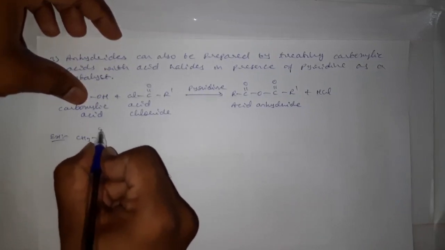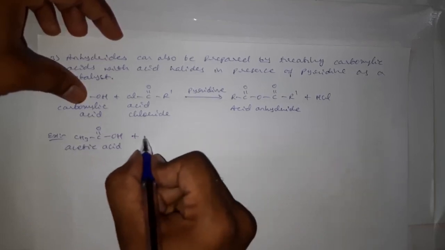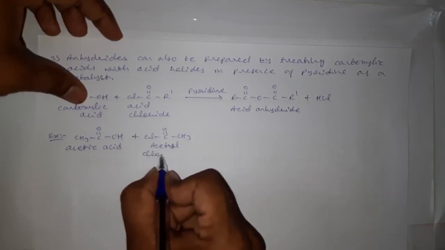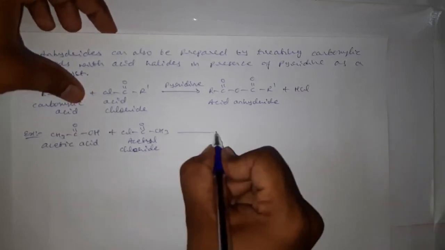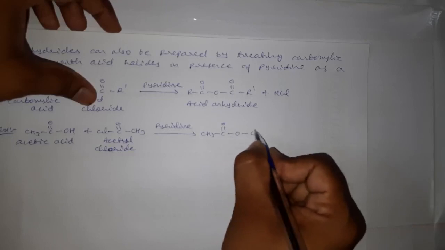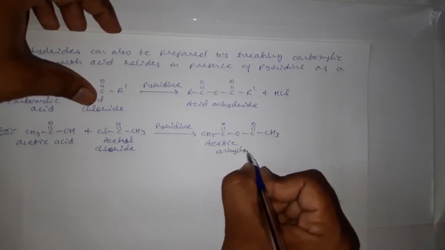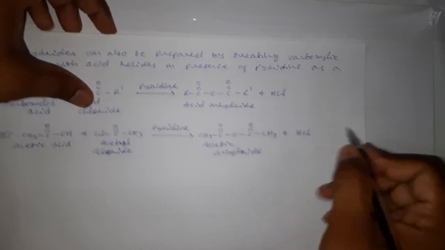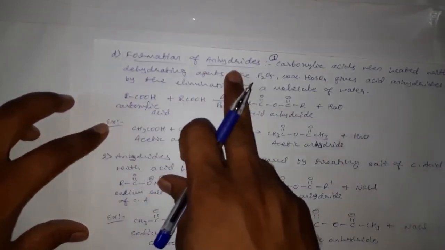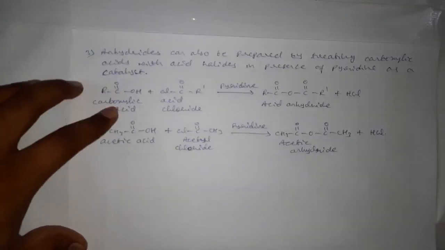Okay, take for example CH3 C double bond O OH, acetic acid. When it is treated with Cl C double bond O CH3, acetyl chloride, in the presence of pyridine, here we will get CH3 C double bond O O C double bond O CH3. This is acetic anhydride, and here we will get HCl. Okay, these are the three possibilities for the formation of anhydrides. Anhydrides can be prepared from the carboxylic acids by any of these three possible methods.